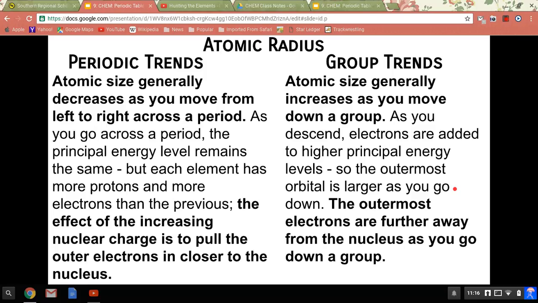So then it should make sense, our group trend: as you move down a group, atomic size generally increases. This is because you're adding more and more energy levels.